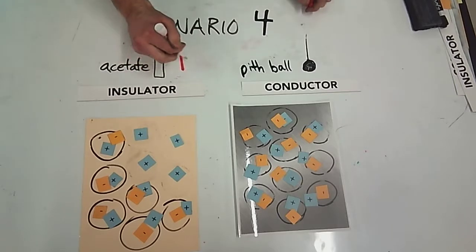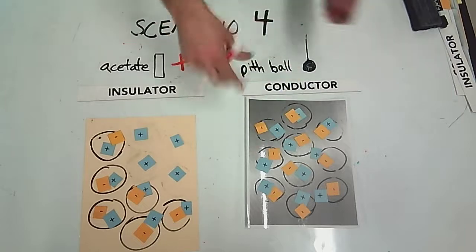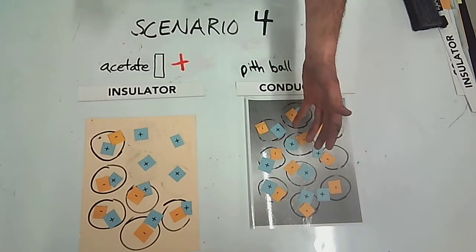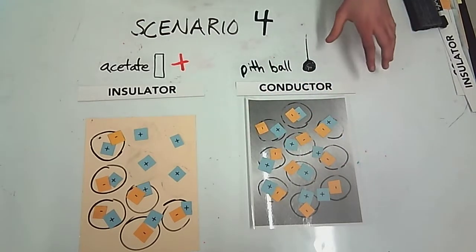So my acetate strip has a positive charge, and then my pith ball is a conductor, meaning the electrons can move freely throughout the object, and it has 10 atoms, so 10 protons, and it's neutral, so the exact same amount of electrons as well.